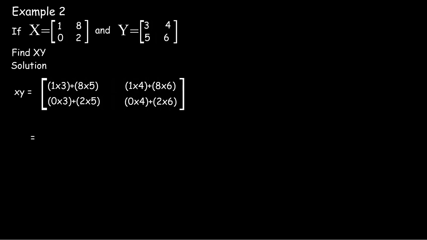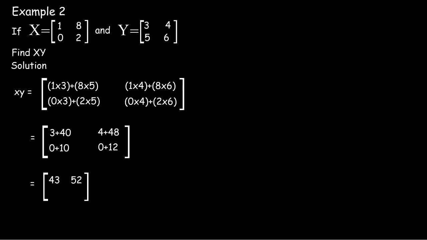Now simplifying our brackets, it will be equal to 3 plus 40, 4 plus 48, 0 plus 10, and 0 plus 12. Adding everything up together, it will be equal to 43, 52, 10, 12.